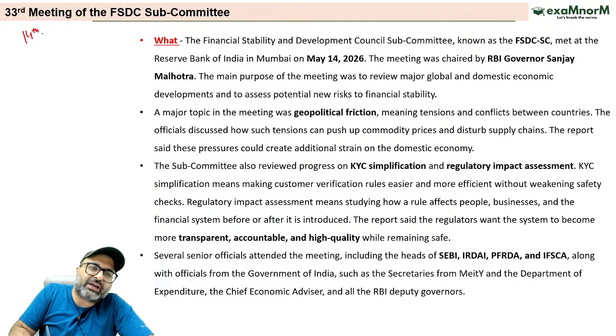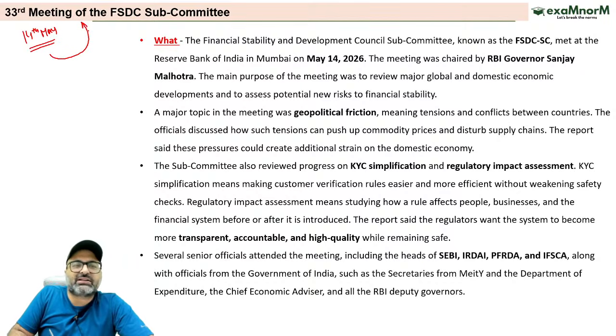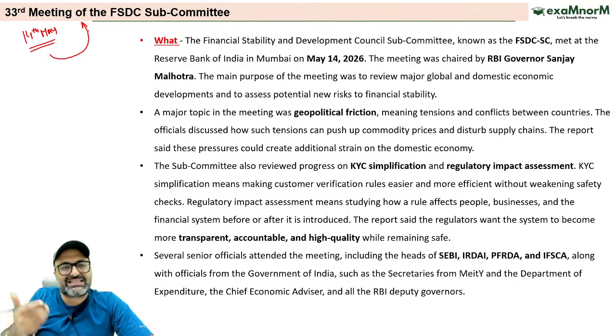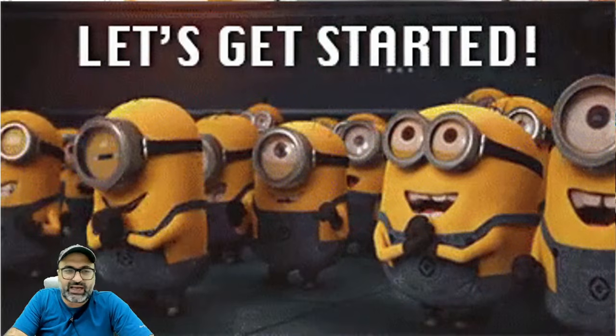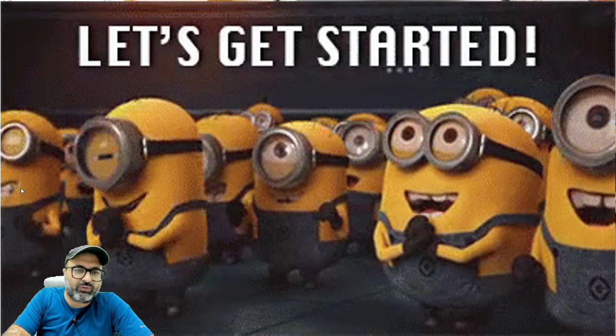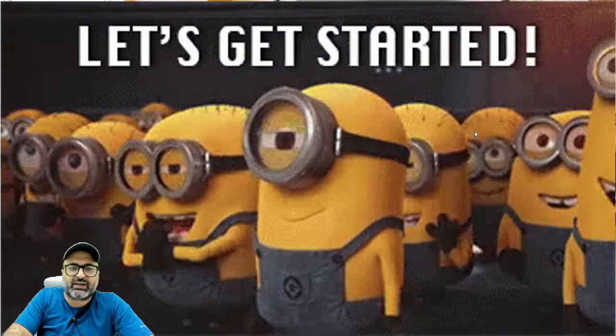So on 14th of May, there was a meeting conducted, which is called the 33rd meeting of the FSDC subcommittee. What is this FSDC? It stands for Financial Stability and Development Council. As I always do, first I'll give you a quick overview of the entire news, and then we will be checking out the important areas.